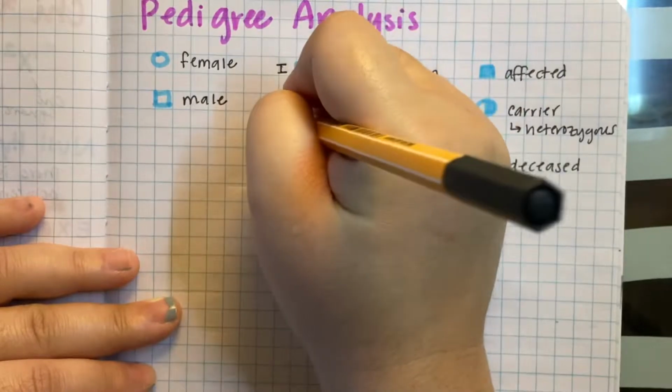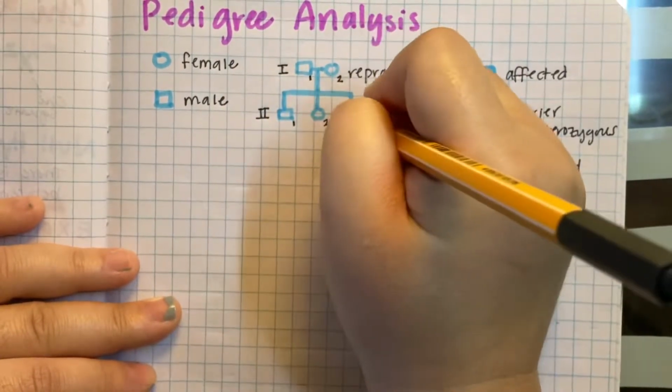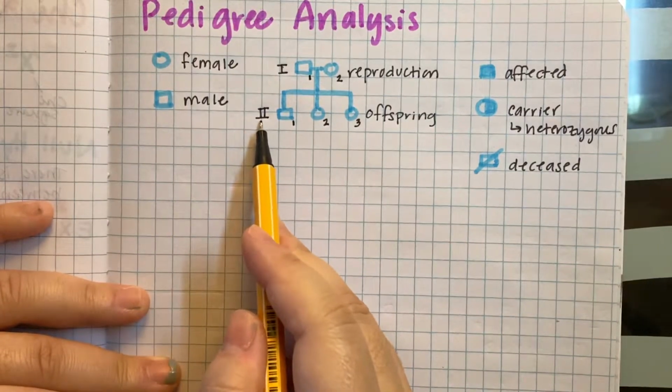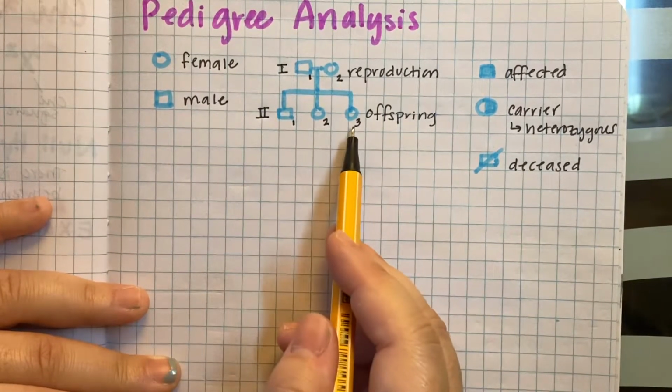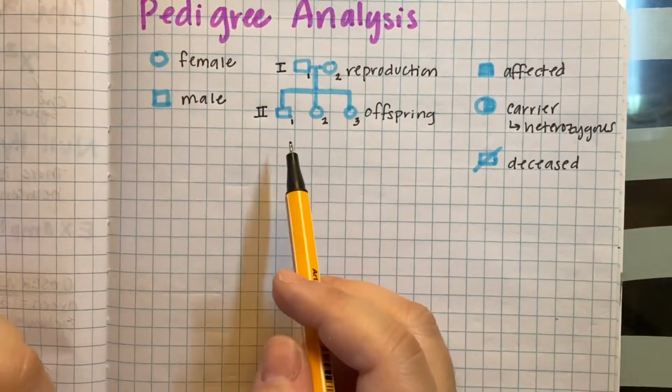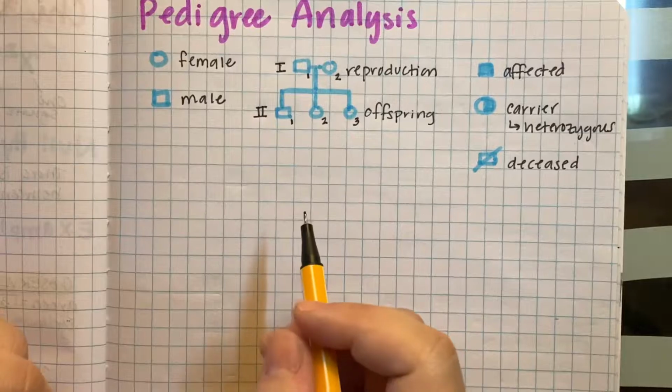So 1, 2, and then we start back down here, 1, 2, 3. So if I asked you, what's the genotype of individual generation 2, number 3, we would all be looking at the same individual, and then we would all know whose genotype we need to figure out.